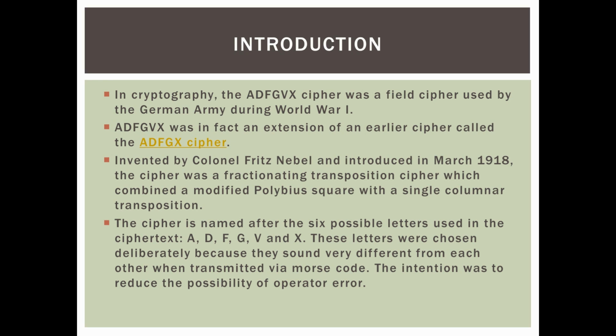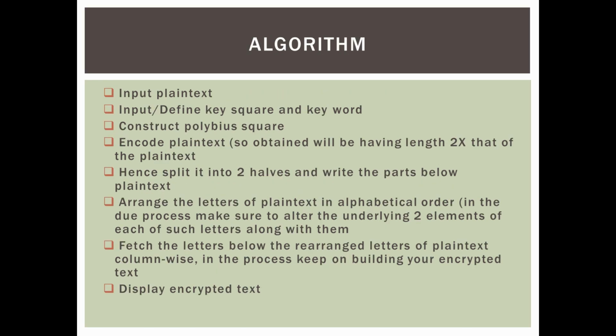Now the intention was to reduce the possibility of operator error. As I already mentioned, the main intention behind choosing this cipher was to reduce the possibility of operator error. Now let's move on to the algorithm which we follow for encryption while encrypting any plain text using this cipher. First of all, you will have to input the plain text from the user, and then you should input, or you can also define, the key square as well as the keyword. The Polybius square and the key square are the same thing, so don't get confused between those two. But in encrypting the plain text, you should make use of the key square as well as the keyword.